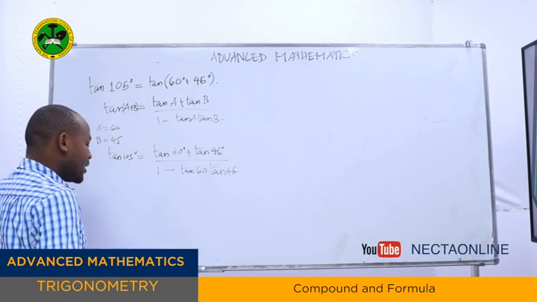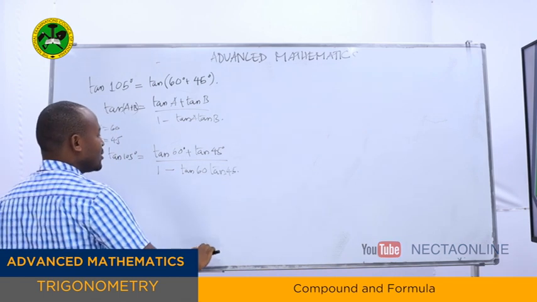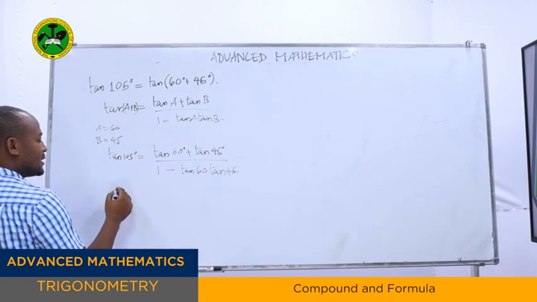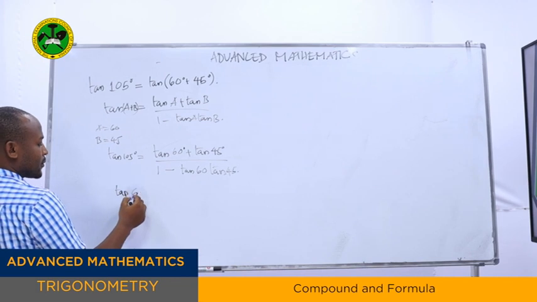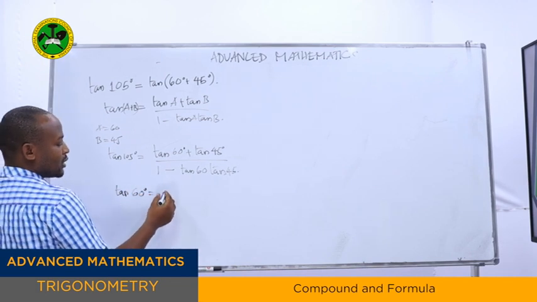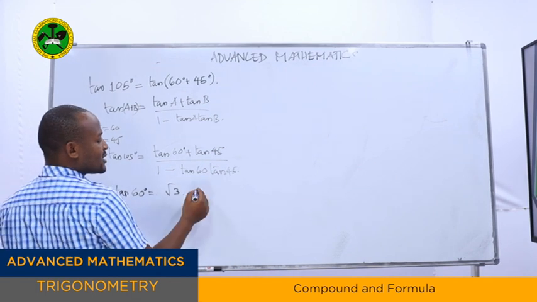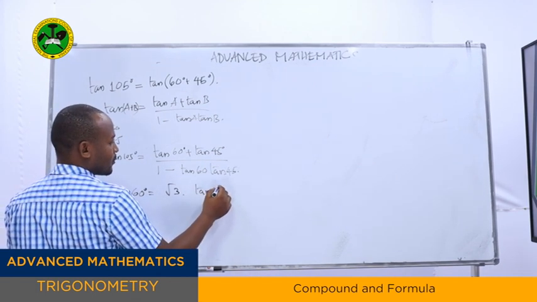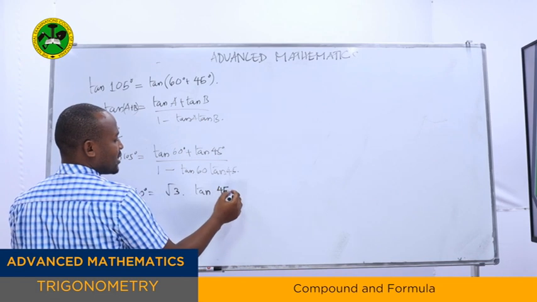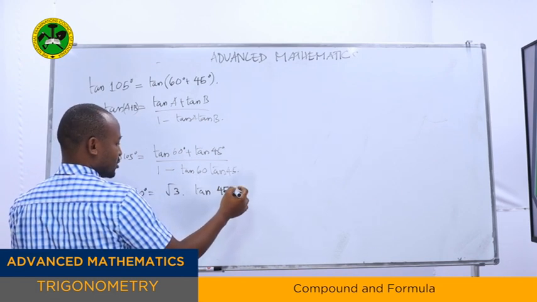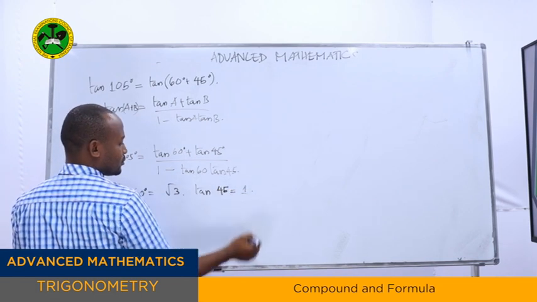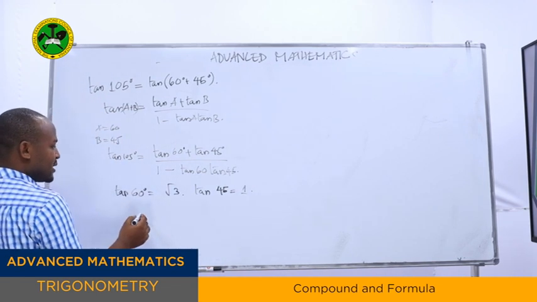And we know that tan 60 equals under root 3 from special angles. And what about tan 45? Tan 45 equals 1. So how can we manipulate that?